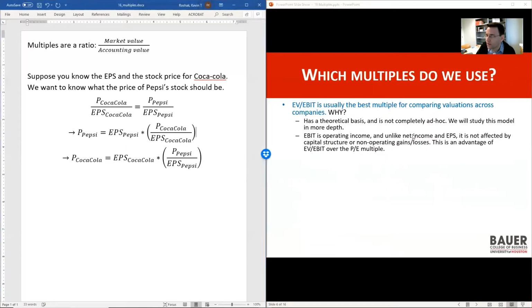Okay, so that's very generally the idea. What is a multiple? What are the pros and cons of it? There's lots of multiples out there, right? You can come up with any multiple you want, just dividing a market value by an accounting number. We're going to spend a fair amount of time on the enterprise value over EBIT. We like this because it has some theoretical basis. Okay, we can tie this to the fundamentals of the company. I'll foreshadow it a little bit, but when we use this multiple, EV over EBIT, we're implicitly treating the company as if the free cash flows are a growing perpetuity.